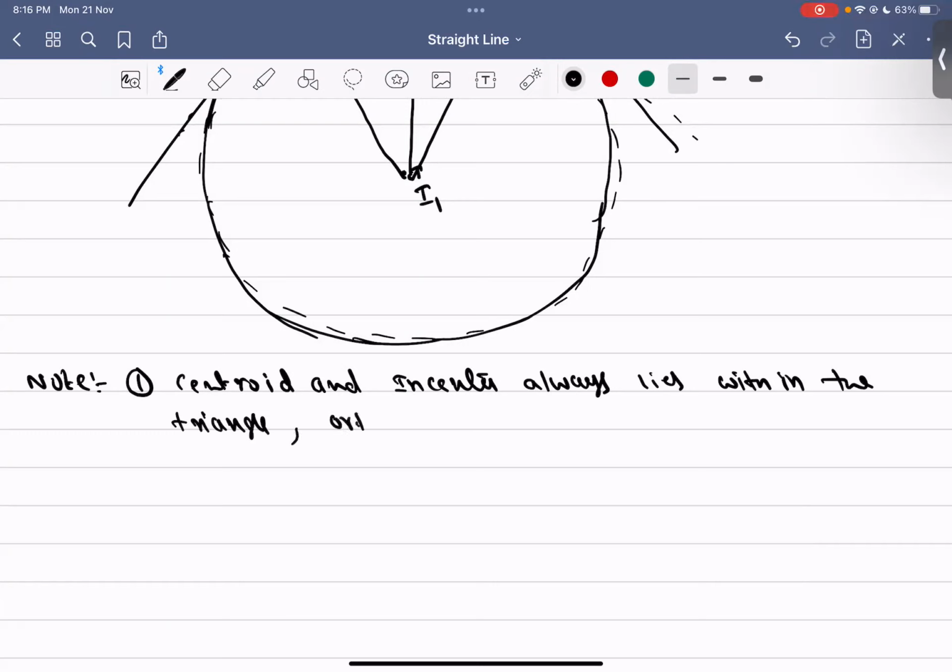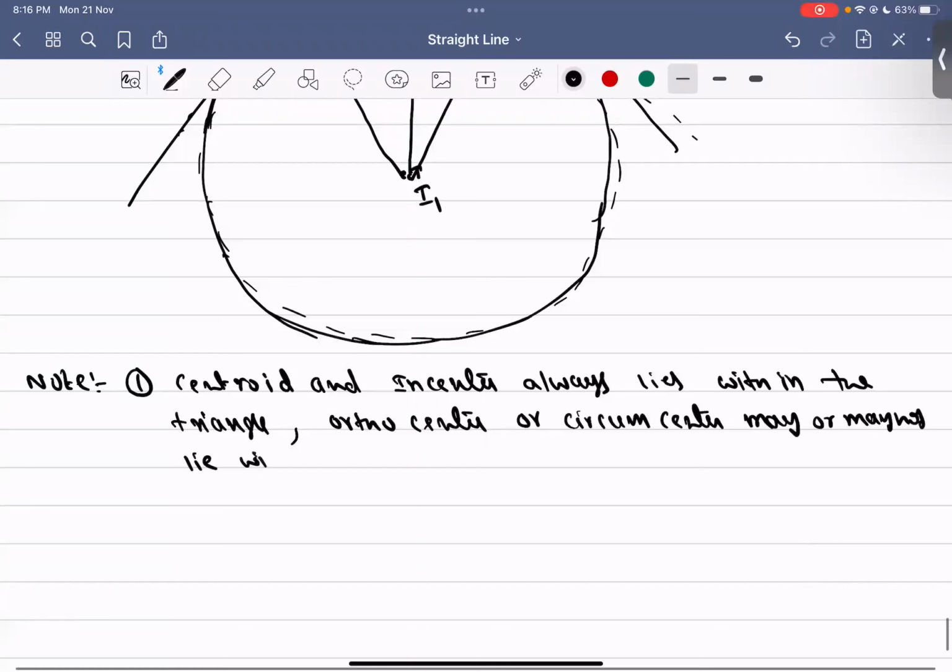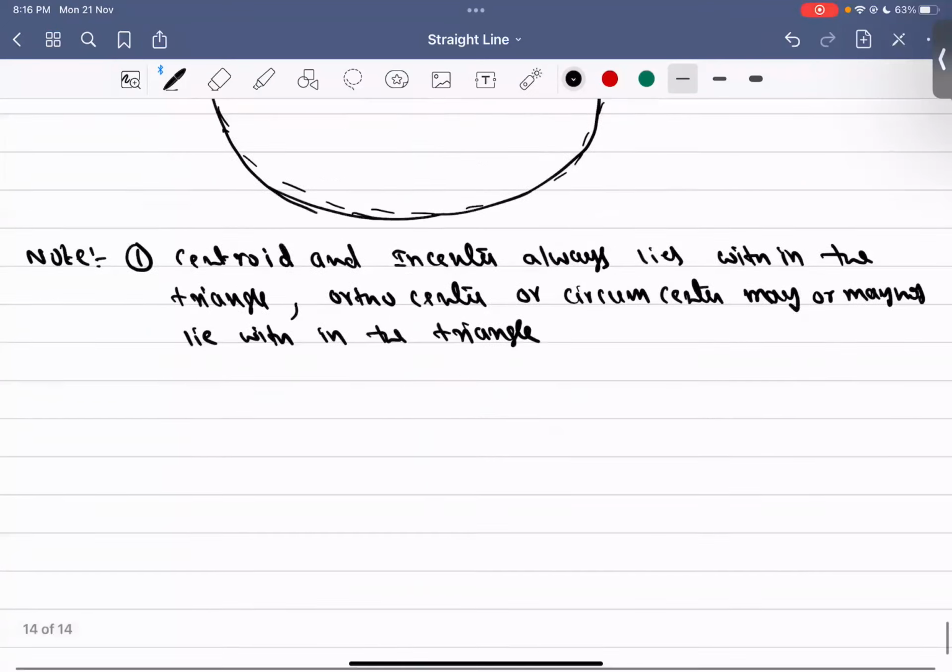Orthocenter or circumcenter may or may not lie within the triangle. So this is note number 1.